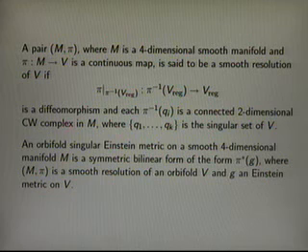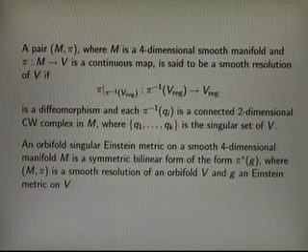So let me tell you what a smooth resolution is. You have an orbifold V. A resolution of this orbifold is a pair (M, pi), where pi is a continuous map from M to V, such that when I restrict to the pre-image of the regular points, this map pi is a diffeomorphism. And also the pre-image of each singular point is a two-dimensional CW complex.